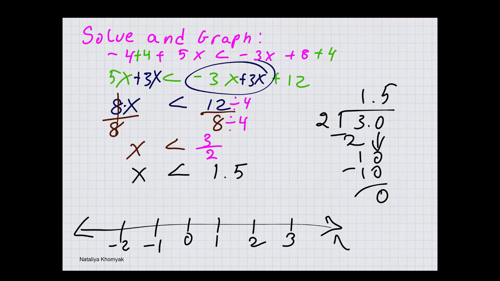So here's our number line. Now 1.5 will be somewhere between 1 and 2. So here's my 1.5. And I need all the values that are less than 1.5. Well, 0 is less than 1.5. 1 is. Negative 2 definitely is less than 1.5. So everything to the left is my solution.